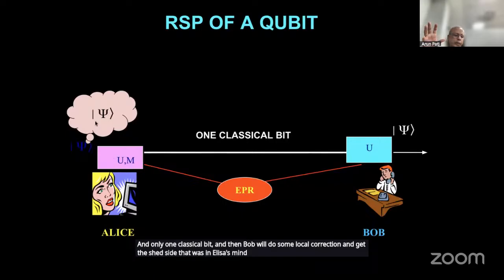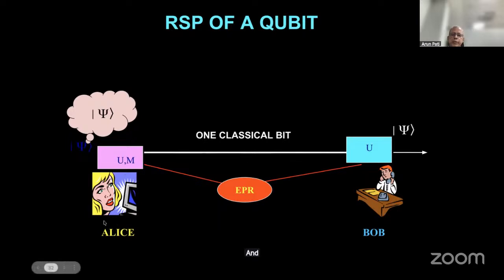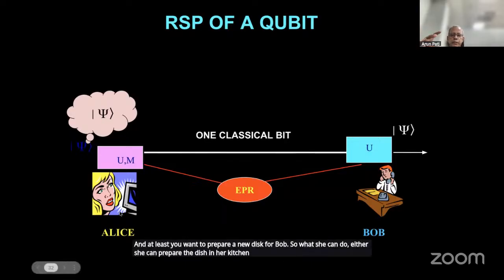Okay, so again, imagine a simple analogy. Suppose Alice and Bob are friends, and Alice wants to prepare a new dish for Bob. What can she do? Either she can prepare the dish in her kitchen, parcel it and courier it to Bob, and Bob will enjoy the dish, or Alice can make a phone call to Bob and tell him, do this, do this, do this, and Bob can prepare the dish in his kitchen.